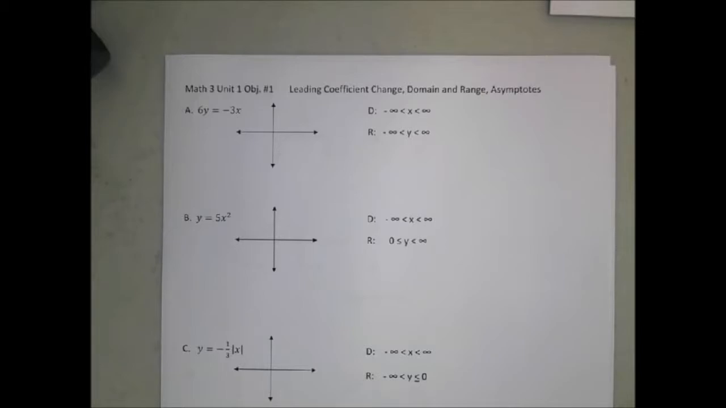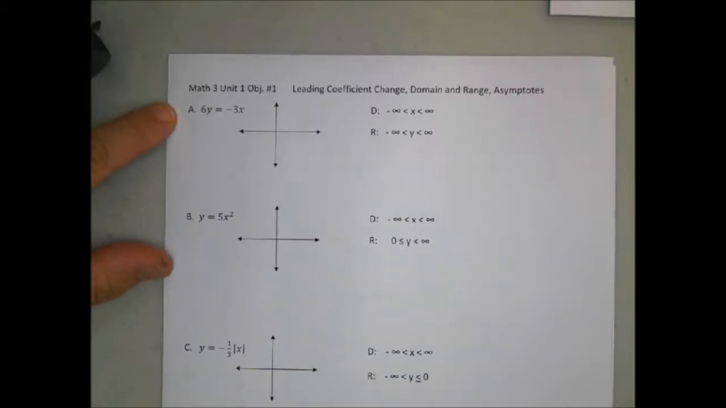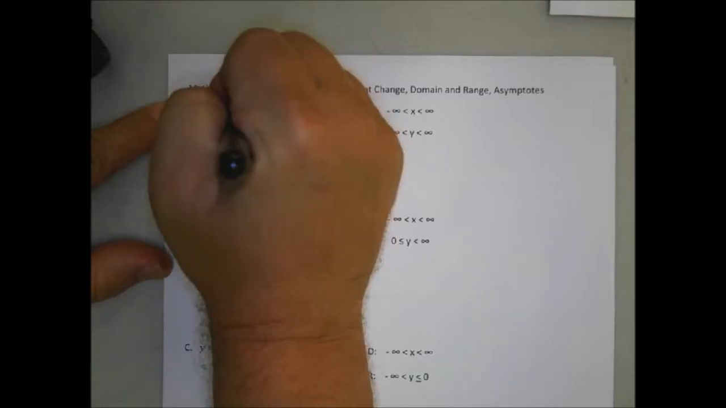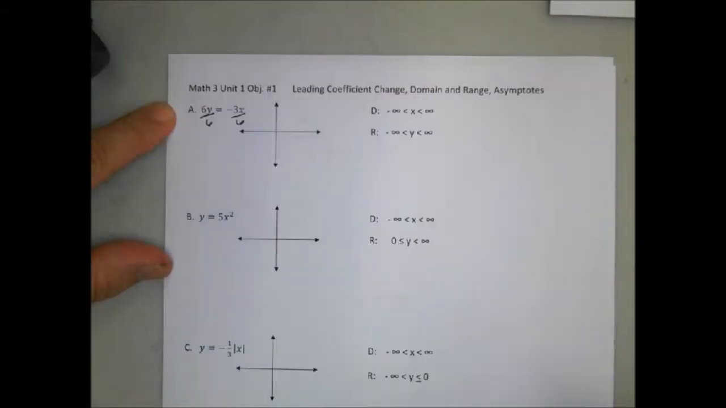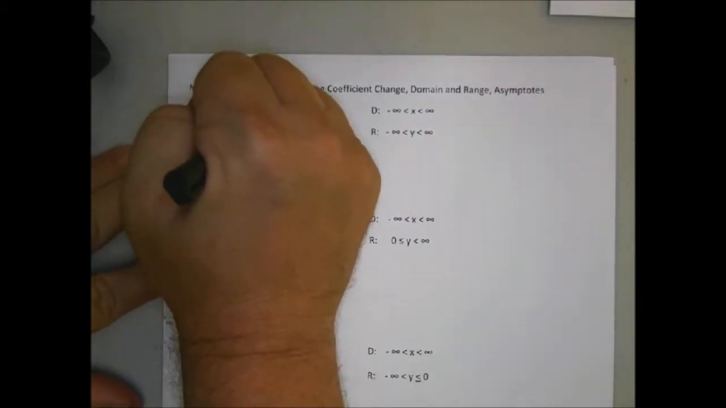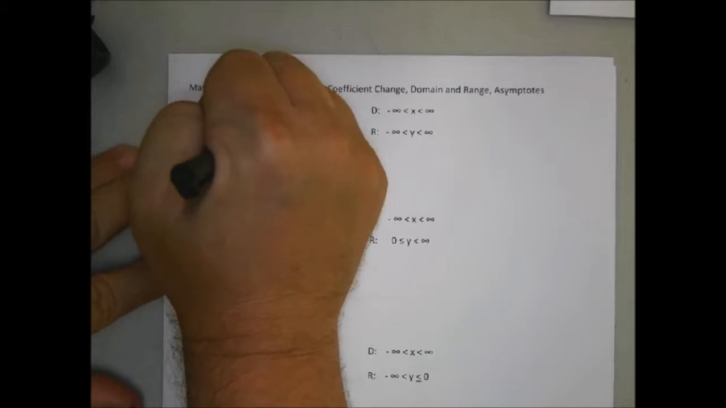So if we look at example A, just by the characteristics of the equation, I know that's a linear equation. X is to the first power, y is to the first power. So I'm going to divide both sides by 6. And now I've developed the equation y equals -1/2 x.